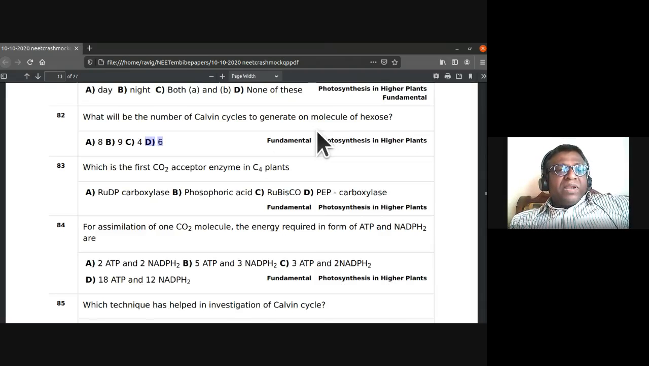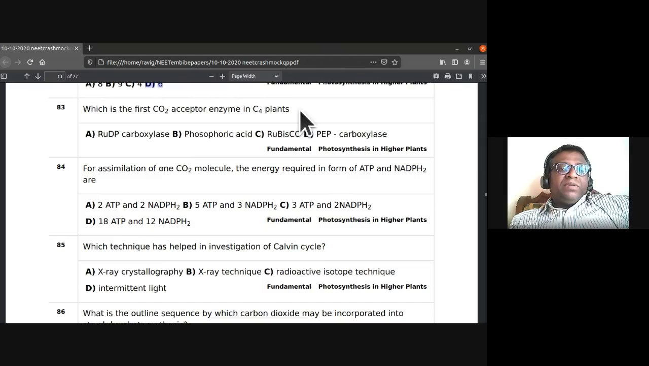Which is the first carbon dioxide acceptor enzyme in C4 plants? So it is PEP carboxylase. 83rd, the answer is D, PEP carboxylase. So they first absorb, that is the first acceptor of carbon dioxide.